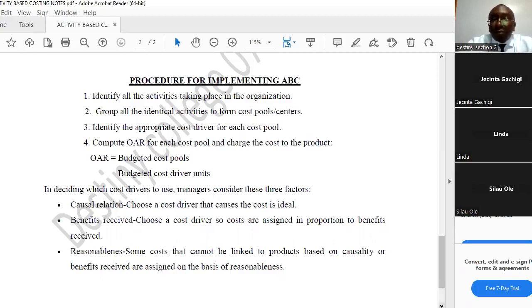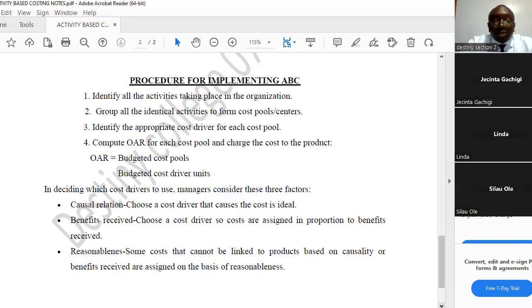And then from there, you compute the OER, just like we were doing the other day when we were in the overheads. And the OER is computed as budgeted cost pool, you divide by the budgeted cost driver units. There should be a line there that is dividing, but it's like my notes omitted that line.